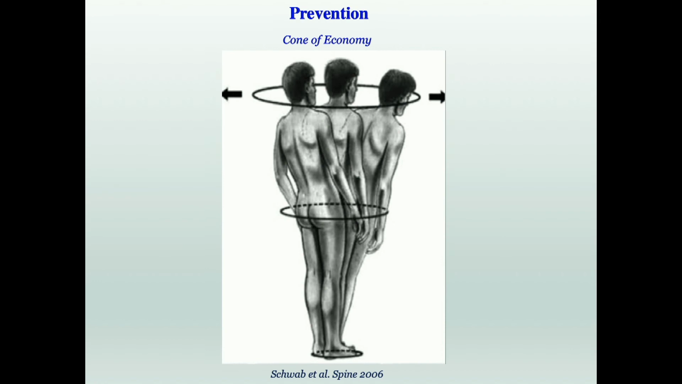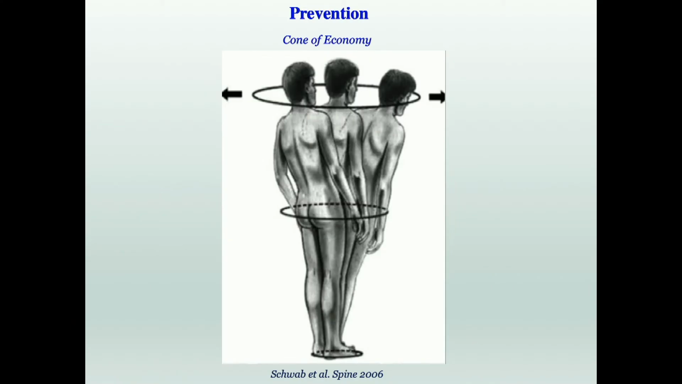So we talked about global alignment and maintaining patients within the cone of economy. Again, it's a range of motion your body can tolerate without any supportive or assistive device with minimal pain. And as long as patients maintain this range of economy, the risk for developing symptoms is low. So maybe treatment techniques or surgical techniques should aim at maintaining patients within that range of economy instead of sometimes overcorrecting these patients.